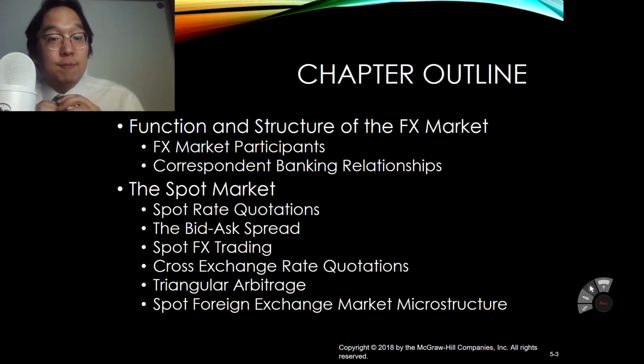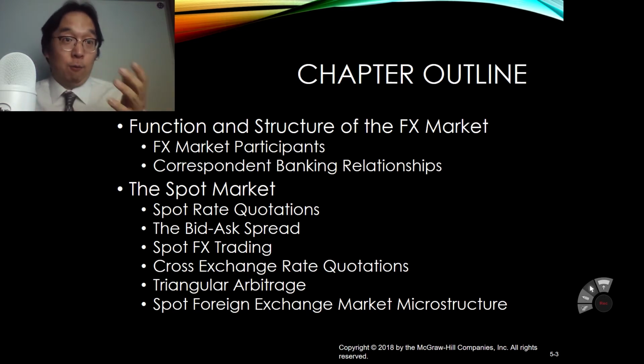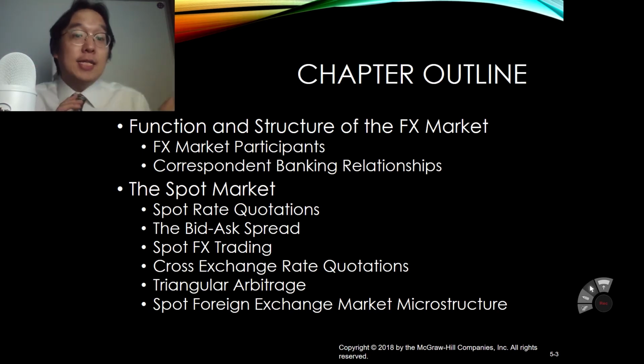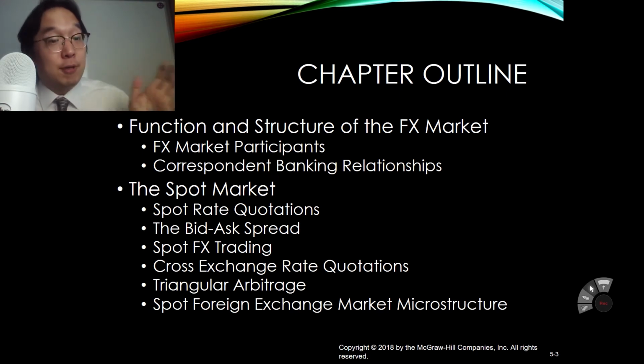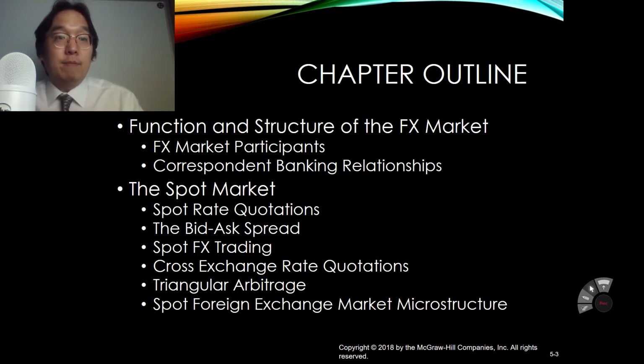And then for the spot market, well, how do we quote the foreign exchange rate, okay? What is the bid and what is the ask price, and what is the bid-ask spread? And what is the spot market versus the forward market between two currencies, and how about 3 different currencies? There should be some cross exchange rate quotations, and based on that, with 3 different currencies, you can think about something called triangular arbitrage, right?